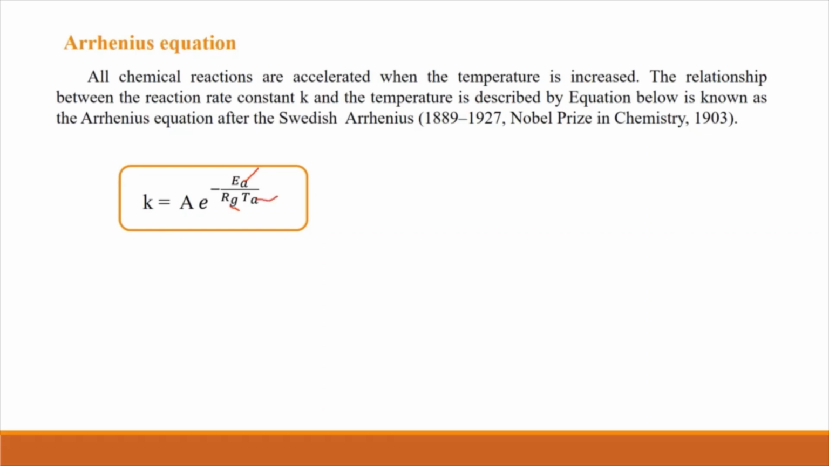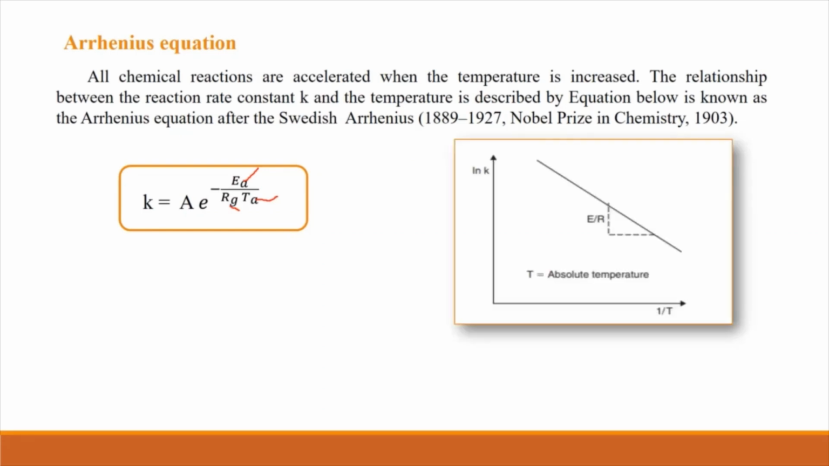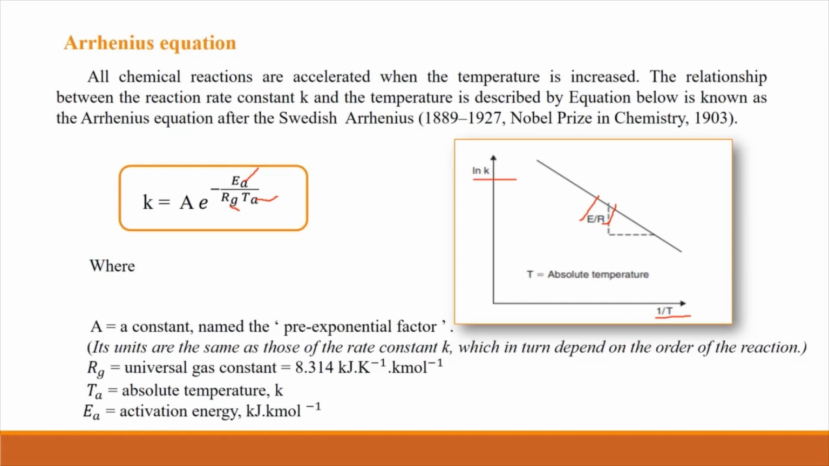Let us try to understand this equation by using a graph. When we plot reaction rate constant K against absolute temperature, we will get a straight line. And the slope of the line is the ratio of activation energy to the universal gas constant R. These are the terms involved in the Arrhenius equation.